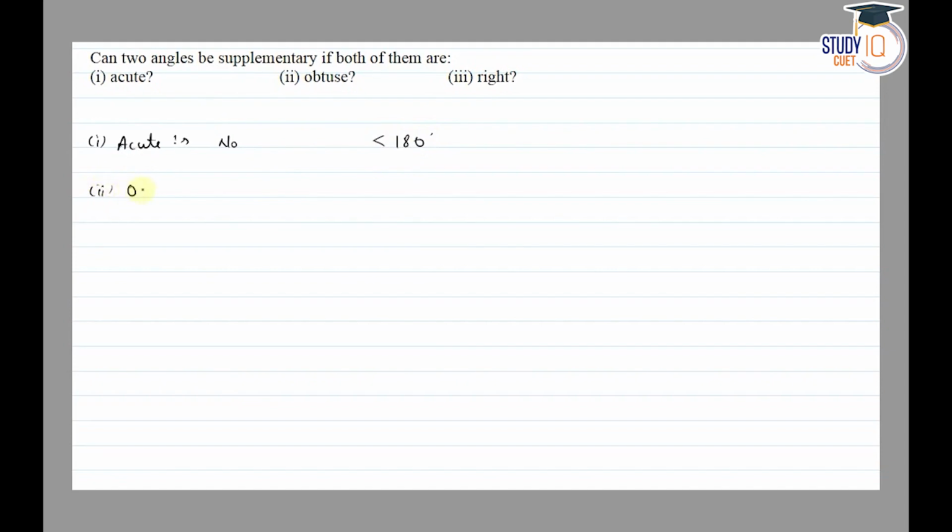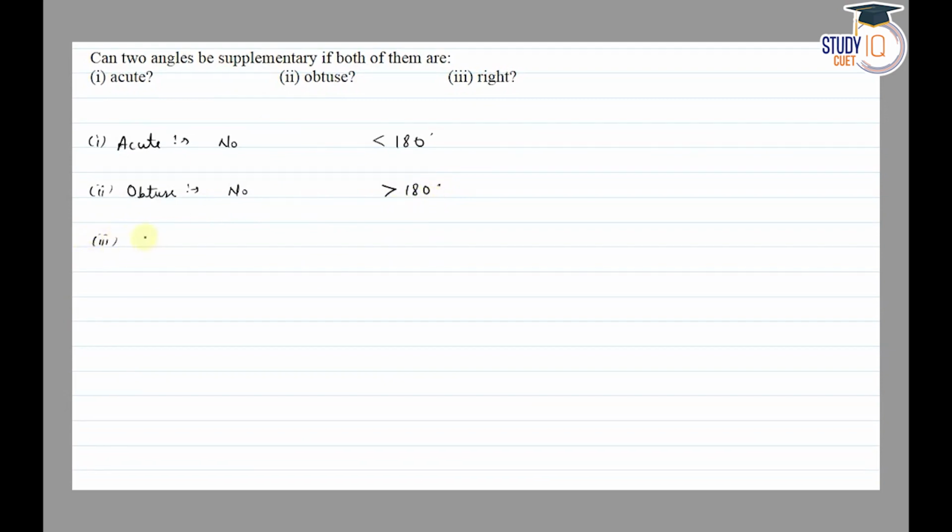Second, obtuse angle. Obtuse angles means more than 90 and less than 180. So the sum of two obtuse angles is always greater than 180. So the sum of two obtuse angles is not a supplementary angle. So the answer here is also no, because sum of two obtuse angles is greater than 180 degree.